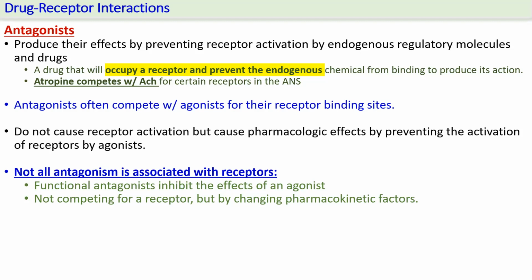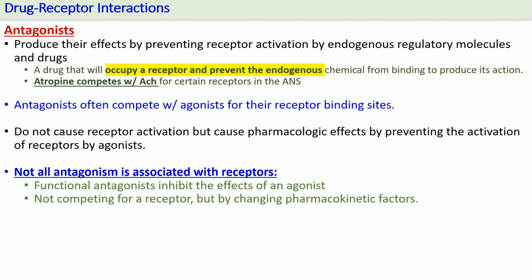We have functional antagonists, which will inhibit the effect of an agonist not by competing for a receptor, but by changing pharmacokinetic factors. We call that a functional antagonist. So not all antagonists are associated with receptors.